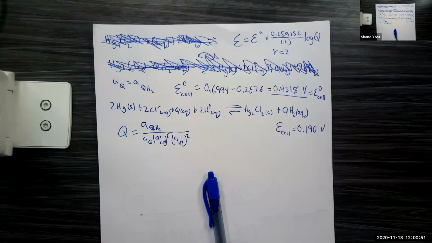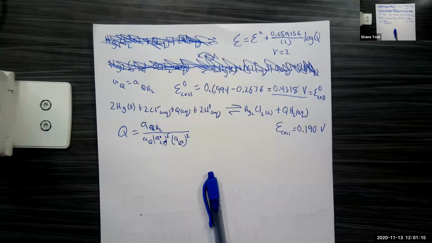Okay, I tried to put the phases of everything here, so that we know that the quotient, since we were given activities in the problem, I'm using activities here. The quotient is the activity of QH2 divided by the activity of Q times the activity of Cl minus squared times the activity of H plus squared. Same thing as just the concentration, just writing activities.